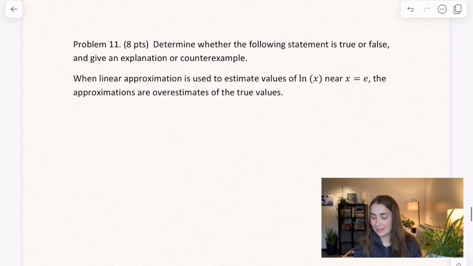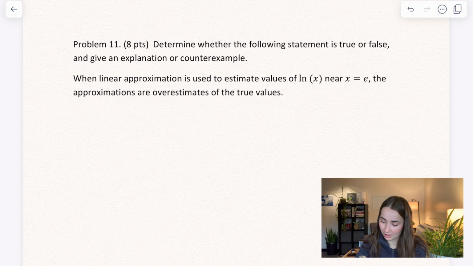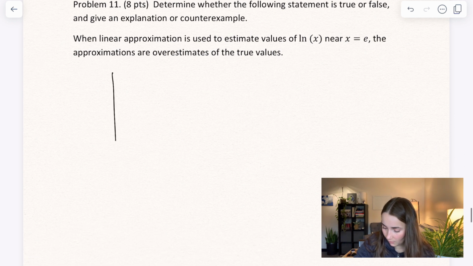One more problem. So here we're going to determine if it's true or false, and we're going to give an explanation or a counterexample. So when a linear approximation is used to estimate the values of natural log of x near x equals e, the approximations are overestimates of the true values. So if you're like me, we enjoy a visual. So I'm going to go ahead and draw out the natural log of x.